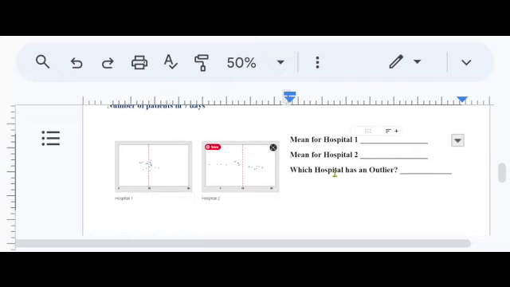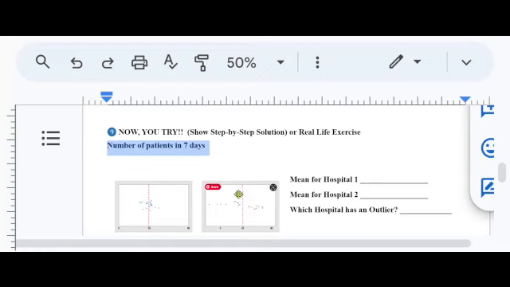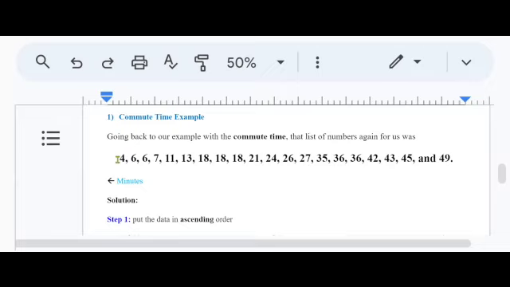But the question comes here, which hospital has an outlier? Why? Because there's one that's really far away. Right. See? The average for 7 days are how much? 30? 35. So how many numbers total here?